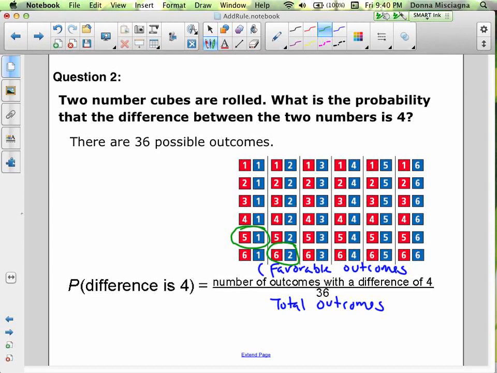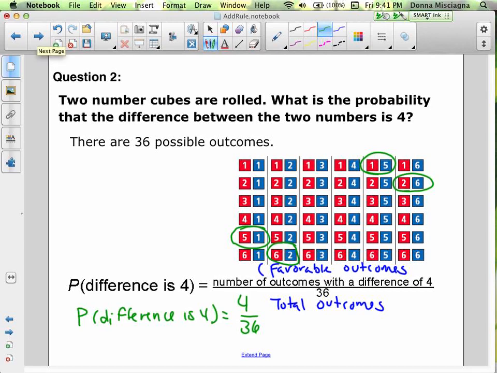Moving over, however, we see 1, 5. They have a difference of 4, and there wouldn't be any others. All the other ones are too close. And 2, 6. So we see there are 4 different outcomes here where the dice have a difference of 4 between them. So that means our probability of getting a difference of 4 is going to be 4 over 36, because there are 4 favorable outcomes and 36 total outcomes.